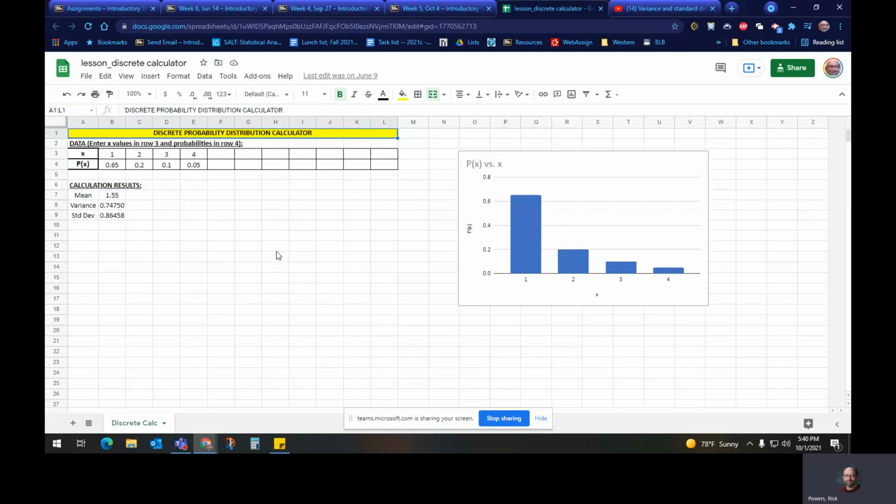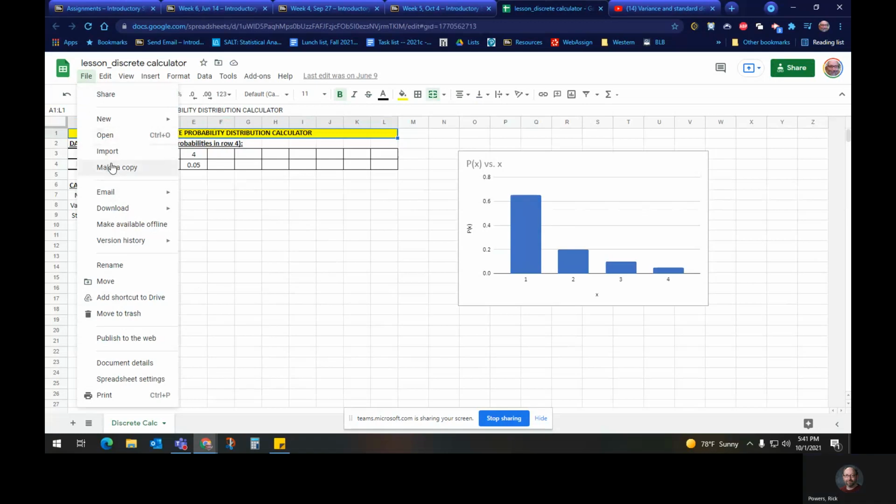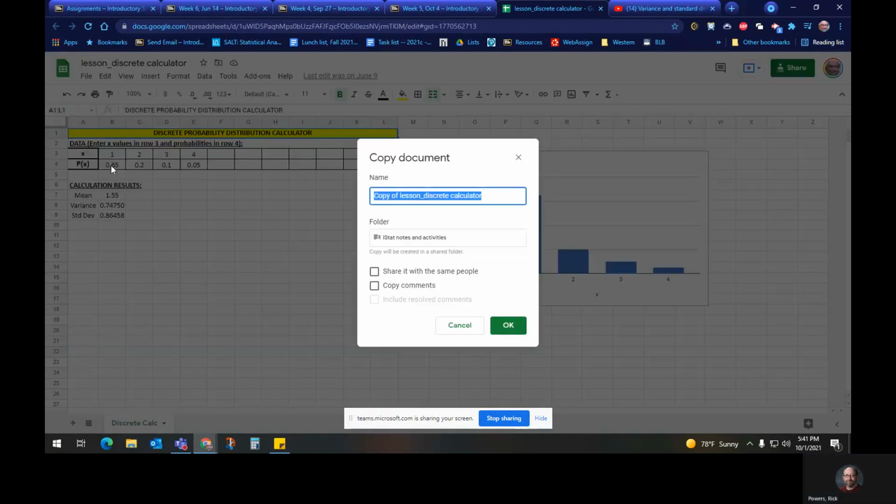So what you need to do is make your own copy of this. You go up to where it says File, click on there, and click where it says Make a Copy, and it'll make a copy of this. You can choose a different folder in what's called My Drive in Google if you want. However it happens, you click OK, and you now have your own copy of this spreadsheet.